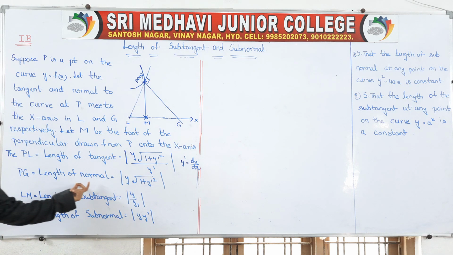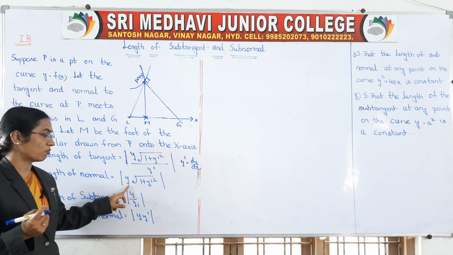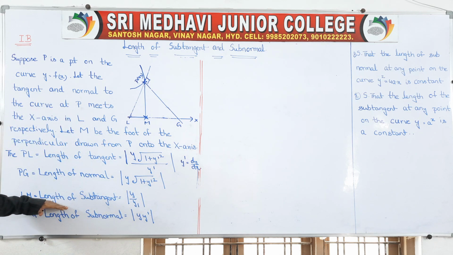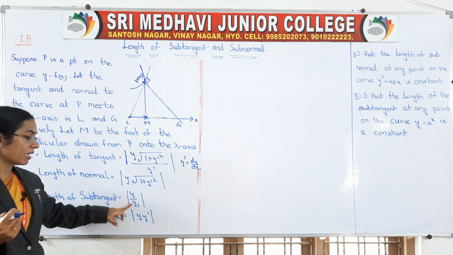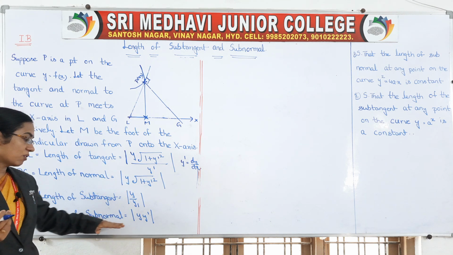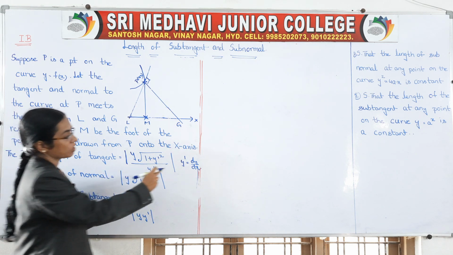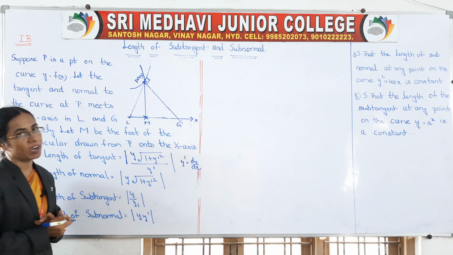Similarly, length of normal is equal to modulus of y into root of 1 plus y dash square. Next, length of subtangent is y by y dash, right? Length of subnormal is y into y dash, where y dash means derivative of y.